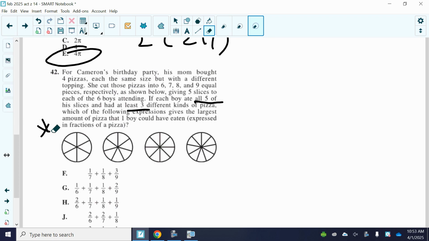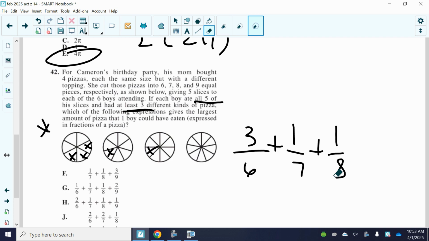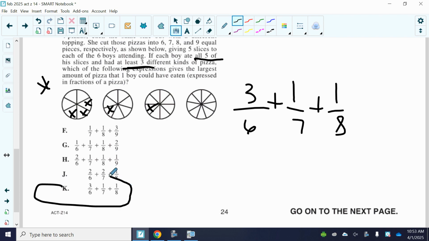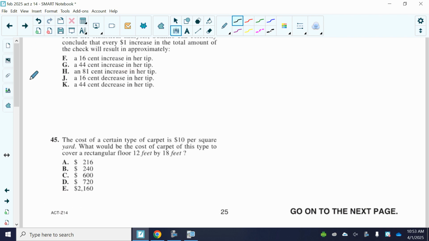But they don't let me. They say I've got to eat 3 different types of pizzas. So I'll teach them. I'll eat 3 of these and then 1 of the other ones. So it's 3 out of 6 plus 1 out of 7 plus 1 out of 8. And again, don't be confused by my confidence. Please don't be confused that I knew that so fast. I struggled through that as well.